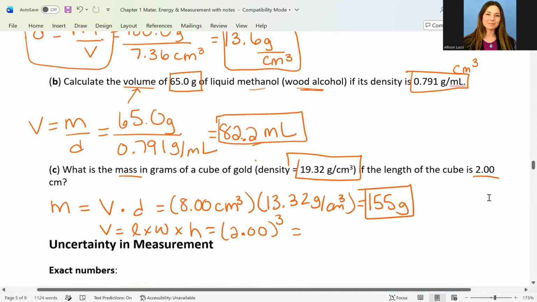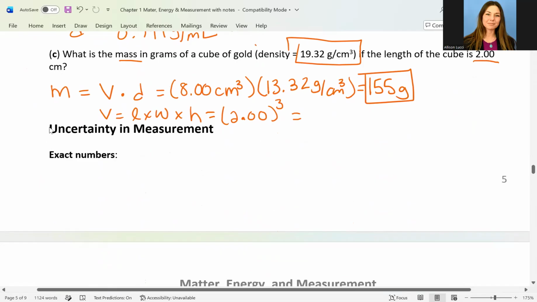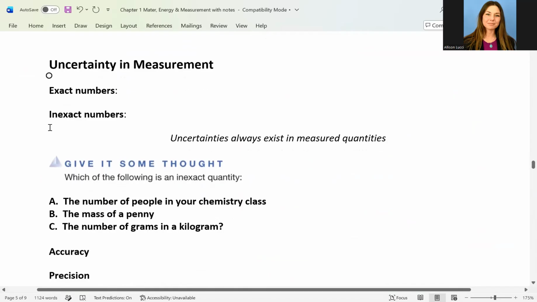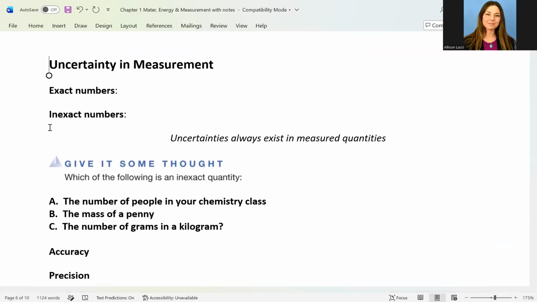So we're going to continue here with our next section that is on the uncertainty in measurement. I had mentioned the term significant figures in the last problem. We're going to expand on what that means in this section here. When we talk about exact numbers, these are values that are known exactly. Another way of saying that is things that you can count. You can count something and it is known exactly.